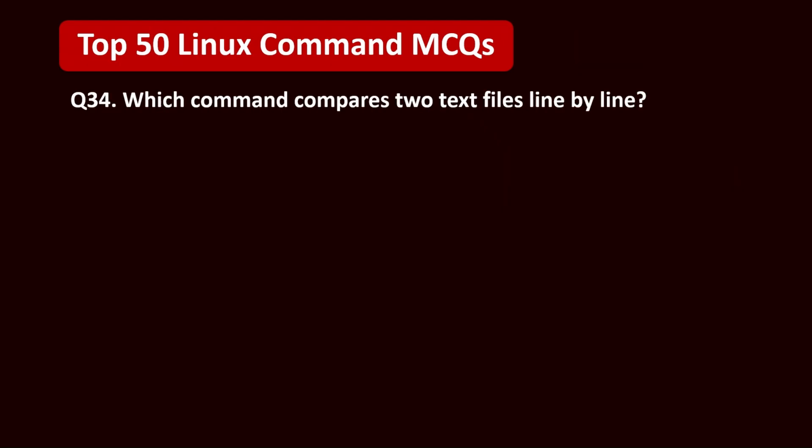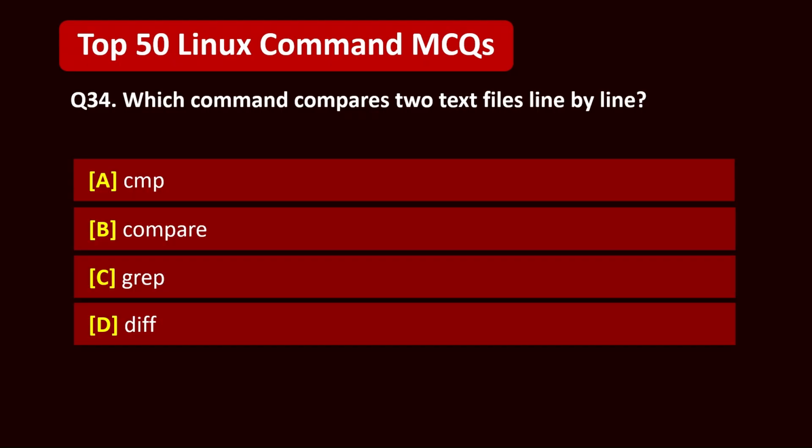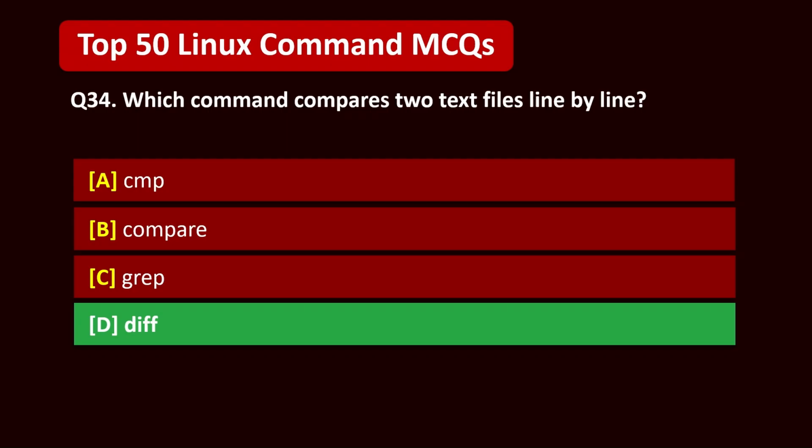Question 34. Which command compares two text files line by line? A, cmp, B, compare, C, grep, D, diff. 5, 4, 3, 2, 1. Correct answer is D, diff.